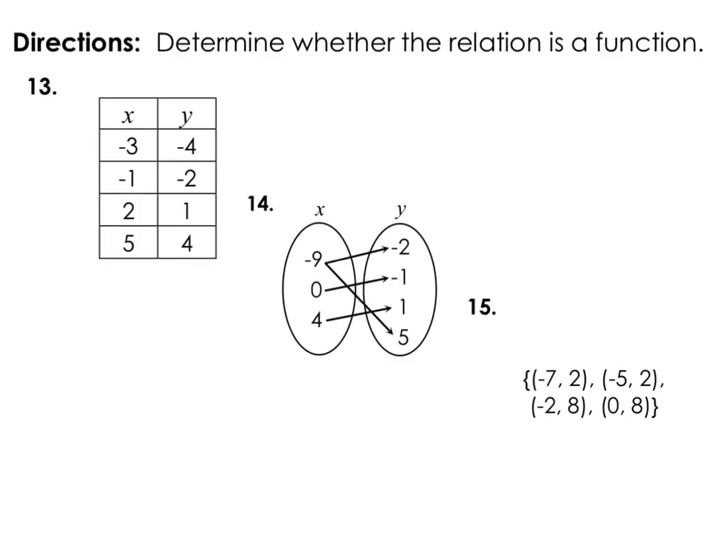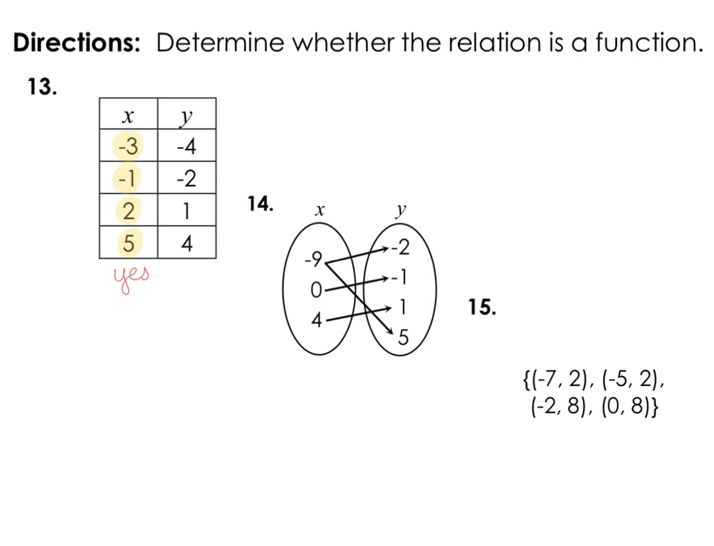So in order to determine if a relation is a function, what we have to do is look at our x values. So for number 13, we're going to look at -3, -1, 2, and 5. Now none of those x values are repeated, so there's no way to have multiple outputs for each one, so we can say that yes, number 13 is a function.